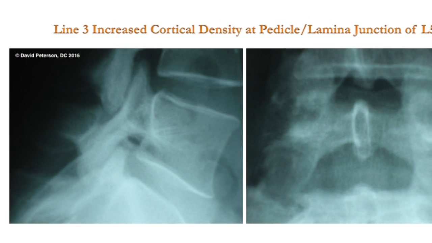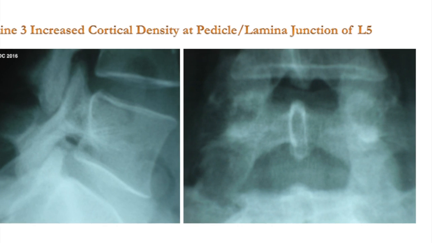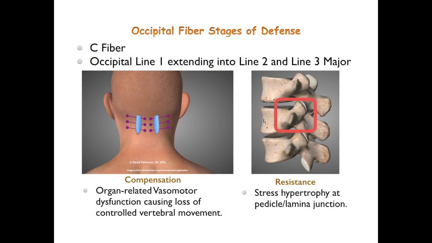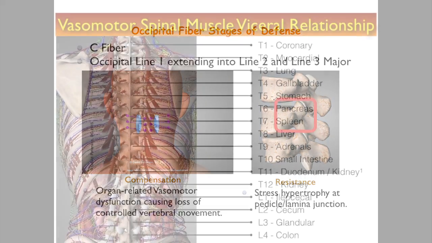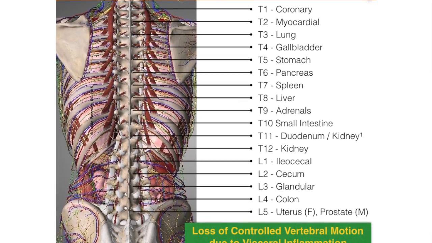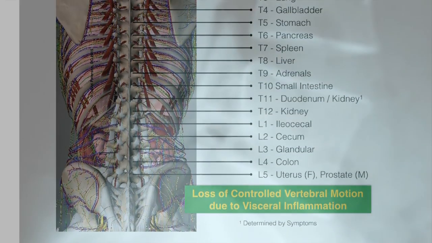The second of Dr. DeJarnette's observations is that these conditions are associated with the loss of controlled vertebral movement, resulting in stress hypertrophy at the pedicle lamina junction of the vertebra associated with the organ in distress. This would also include a pars defect, which would also be considered a line 3 condition.